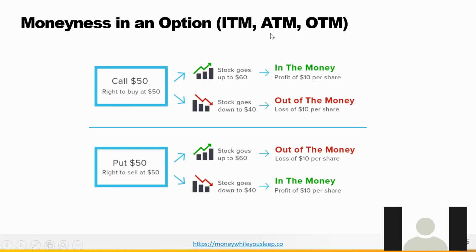What is ATM then? That is at the money. So if the stock remains at $50 on expiry date, the stock is at the money. So that's how we should look at it.